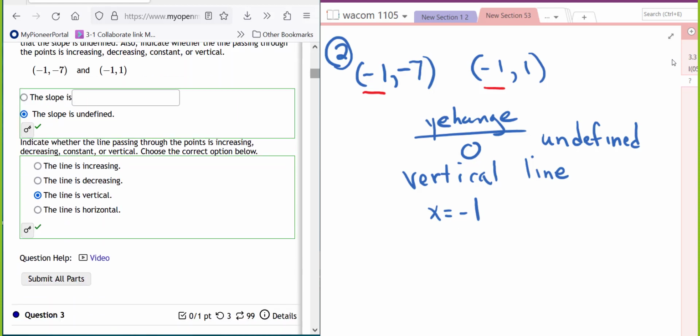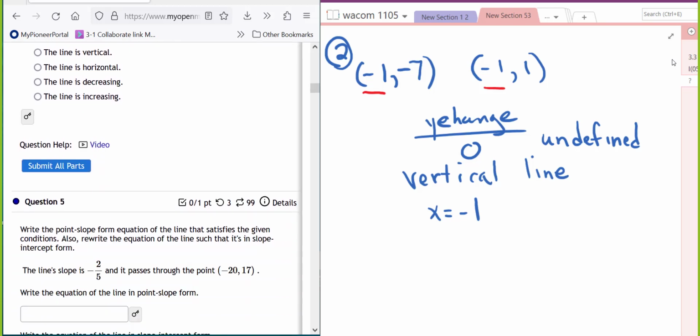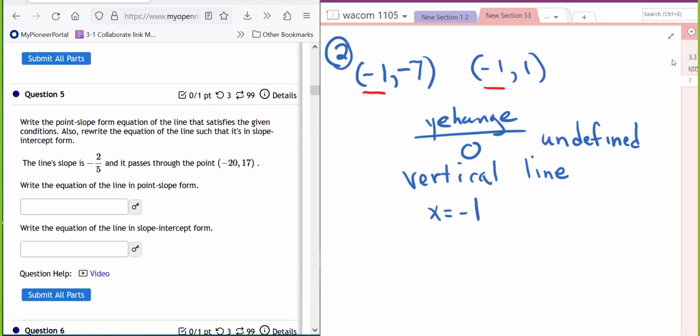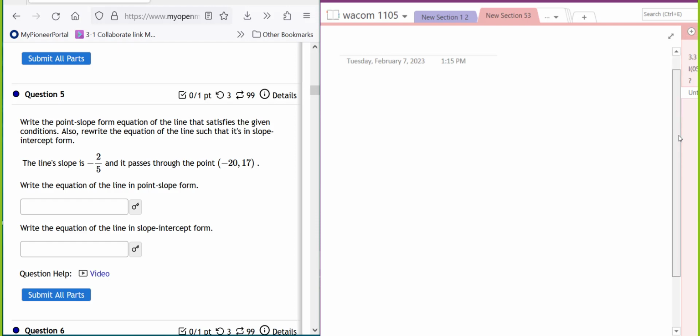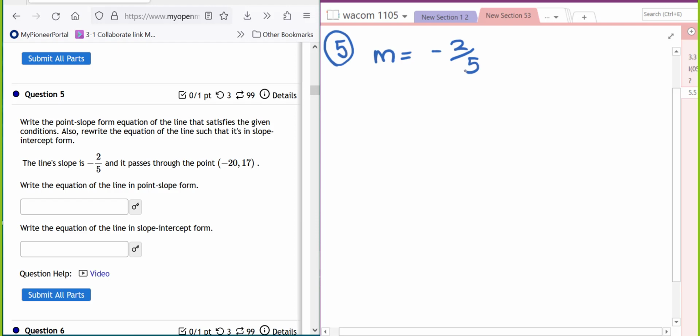Next I went to number 5. So I don't want to bore you with all these that are the same kind. And this one says write the point slope form of the equation of the line, and then switch it over to slope intercept form. So we are given slope, so m equals -2/5. We're given a point. Right, and to get our equation of the line, that's the information we need.